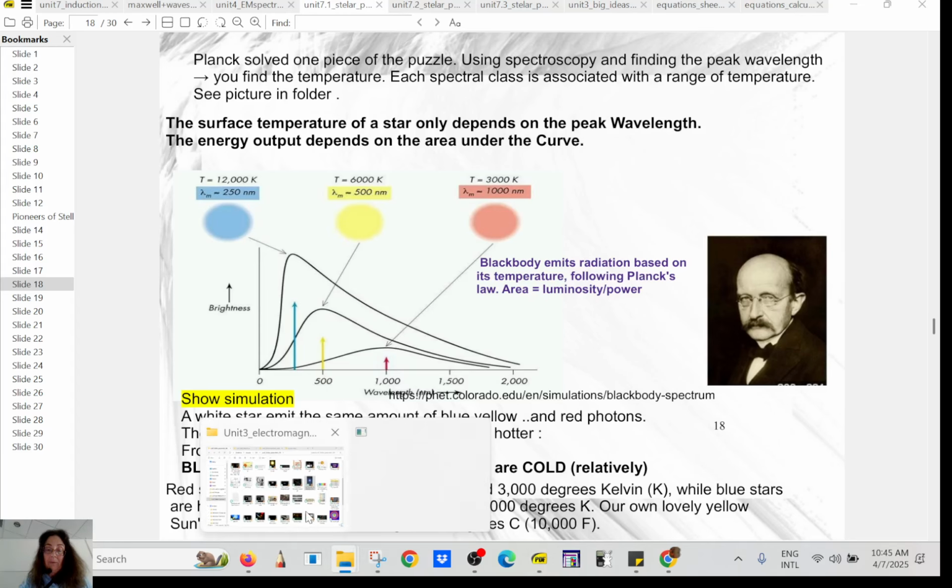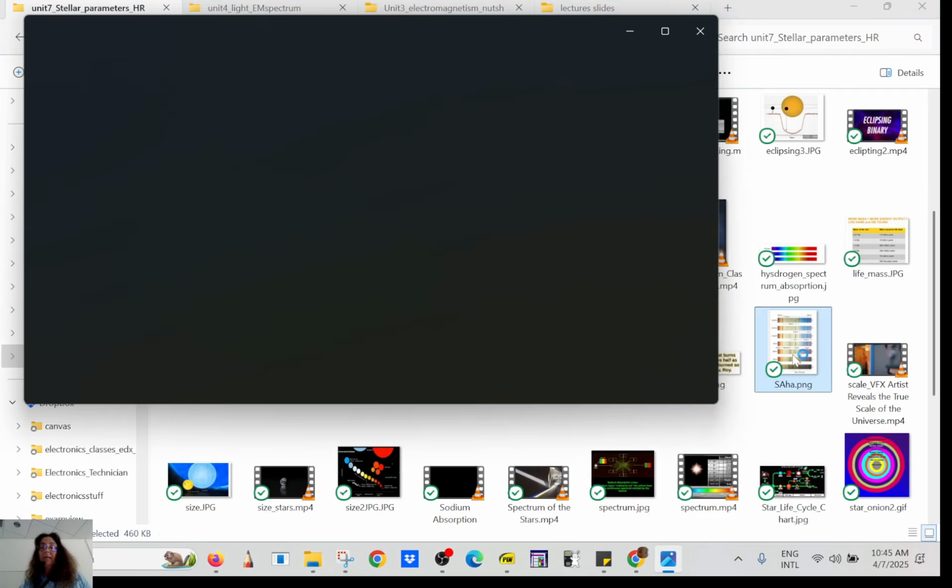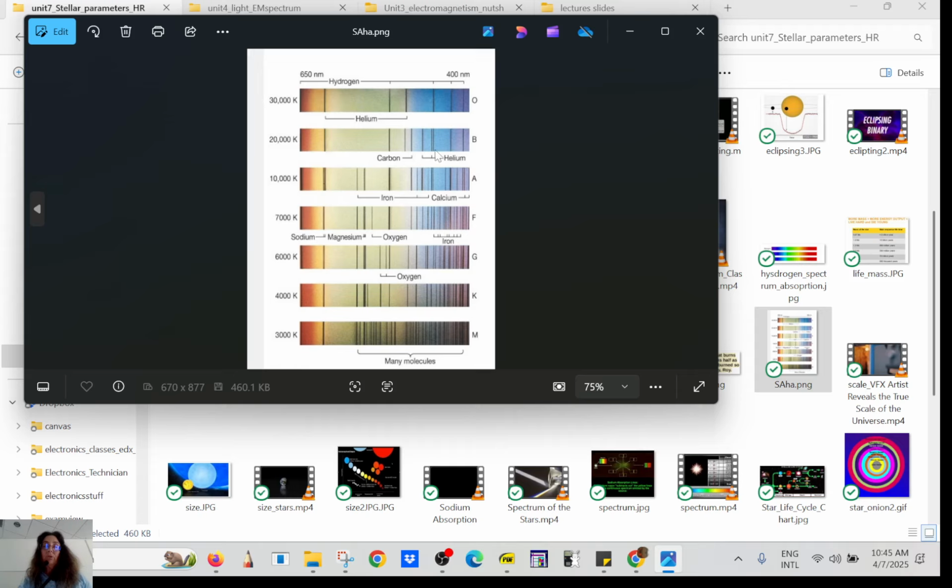The point is now they have one more piece of the puzzle solved. So you have classifications here, but now they can have the temperature. O star is blue, they can find exactly the peak wavelength, so they can find its temperature. M star is red, so they will find its temperature. So it's one more step toward understanding what's going on.